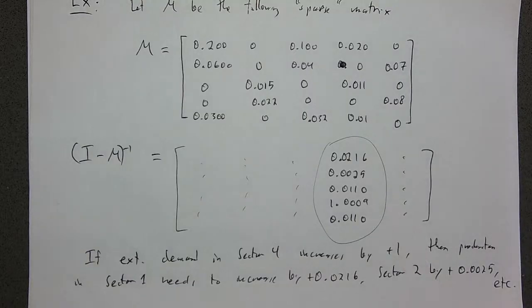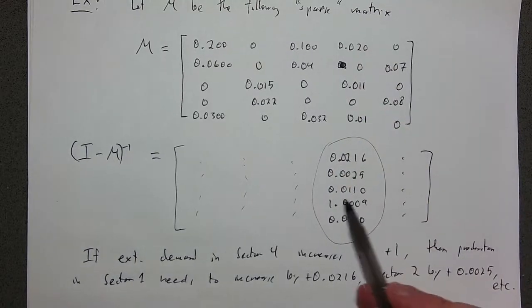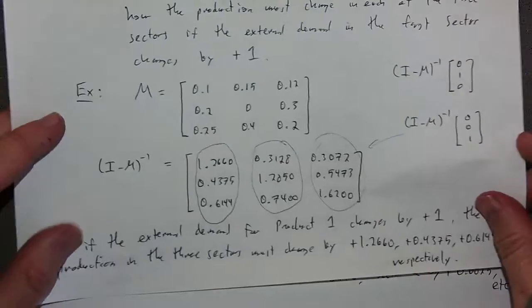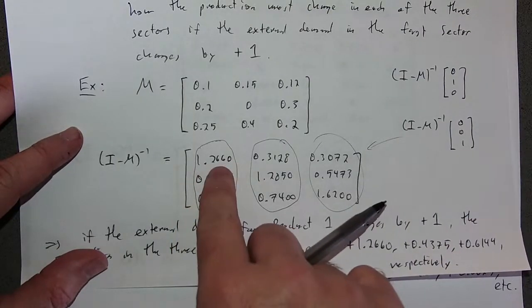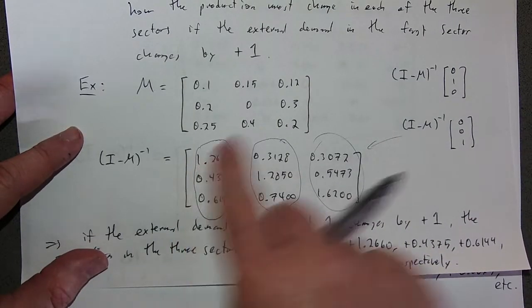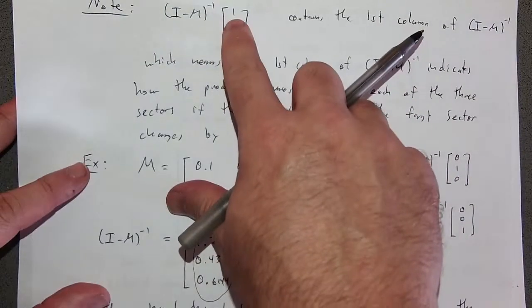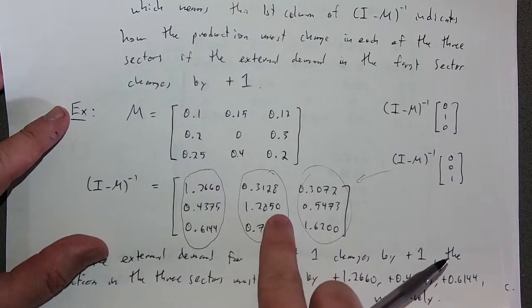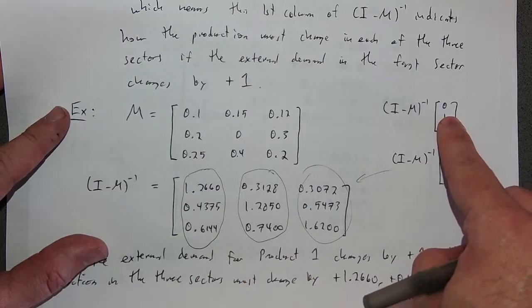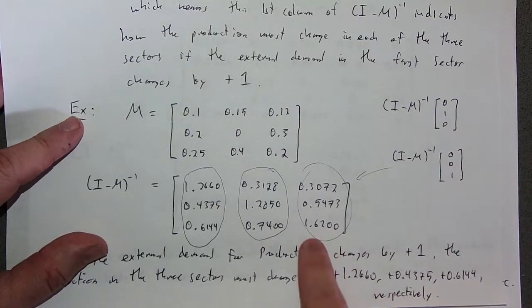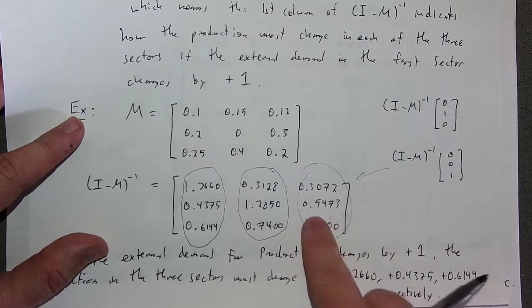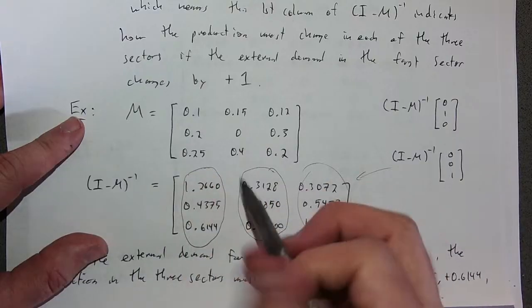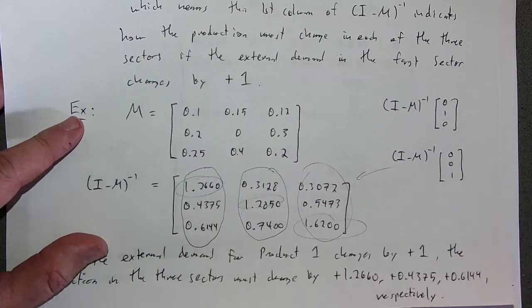Now, notice in all of these examples, both in this example, where the production for sector 4 has to increase by more than 1, and in this previous example, where in column 1 the production for product 1 corresponding to external demand increasing by 1 had to go up by more than 1. Same here for product 2 when external demand for product 1 or product 2 increased by 1. Same here for product 3 when external demand for product 3 increased by 1. Each of these is greater than 1, does that make sense, right?